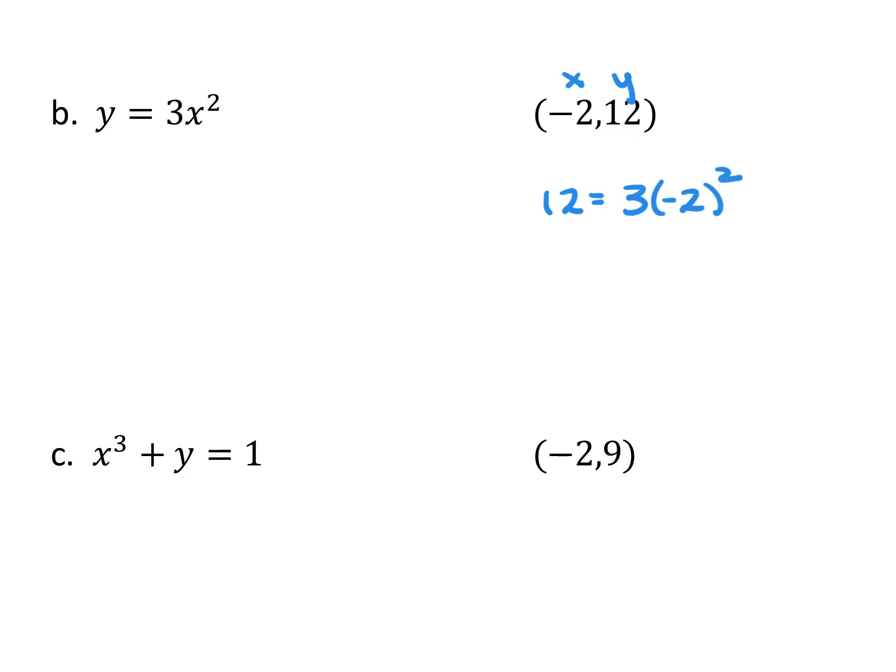We want to go ahead and simplify each side. So on the left, it just stays a 12. And on the right, we want to simplify using order of operations. So the first thing we want to do is square -2, which is -2 times -2 becomes +4. And now if you multiply 3 times 4, you get 12. Since 12 is equal to 12, this is a solution.